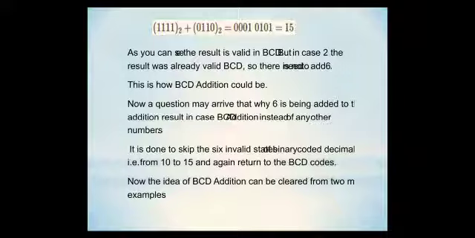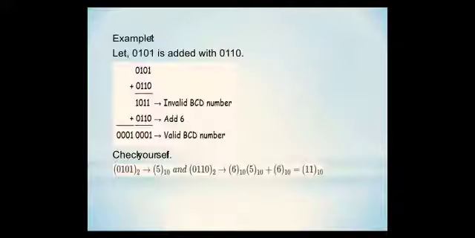Now a question may arise: why is 6 added to the addition result in BCD addition instead of any other number? It is done to skip the 6 invalid states of binary coded decimal, that is from 10 to 15, and return to the BCD codes. Now the idea of BCD addition can be made clearer with two more examples.